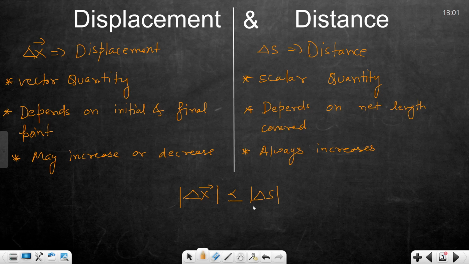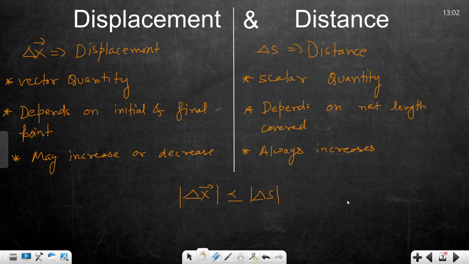Just tell me in which case the distance and displacement will be equal. When will they be? Straight line. When they are moving in the same direction. Only in that case distance and displacement will be equal. So in the same direction and in a straight line. When they are moving in a straight line and it doesn't reverse, it's going forward only. Forward or reverse, whichever it is, but direction should be same. In that case, distance and displacement will be same.